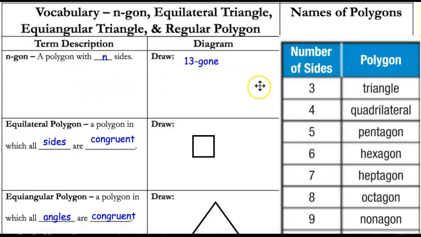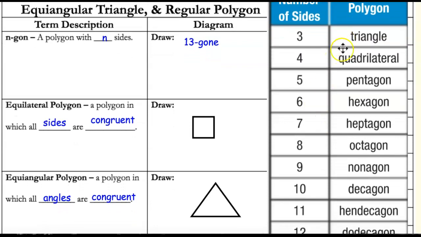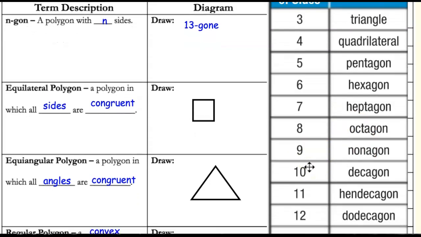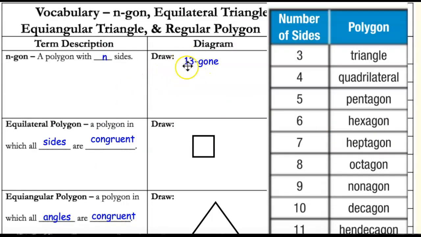Next section is just naming them, and off to the side here, this is the list of names. Typically, you probably know maybe up to 8 at this point, but the ones past 8 and up through 12 have actual specific names. The new one for us is probably a nonagon, that's 9. A decagon is a 10. A hendecagon is 11-sided, and then 12 is a dodecagon. If we had anything more than 12, we would just call it an n-gon. So for instance, if we had a 13-sided figure, we'd call it a 13-gon.